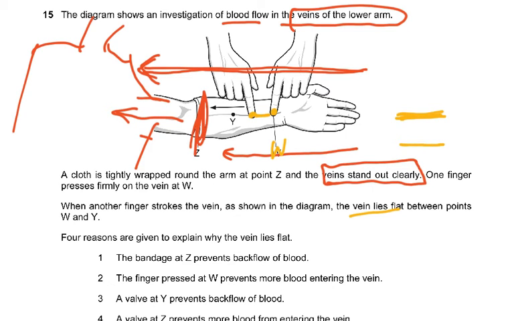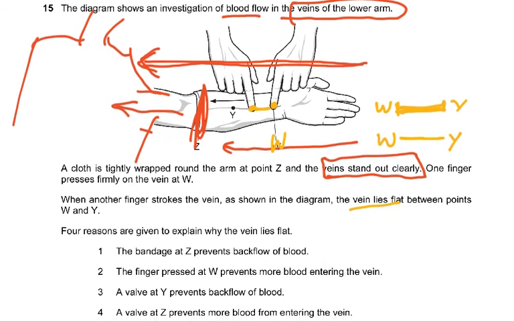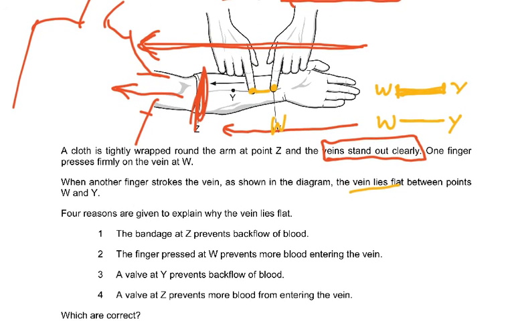Between points W and Y. So it just lies like this. This is W and this is Y. Otherwise, it's thicker like this, between W and Y. But why is it lying flat between points W and Y? Now let's read it again. Four reasons are given to explain why the vein lies flat.